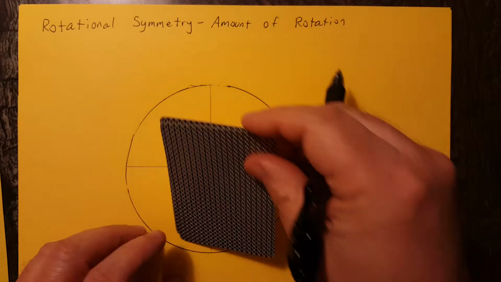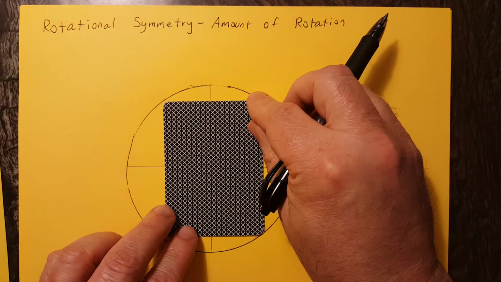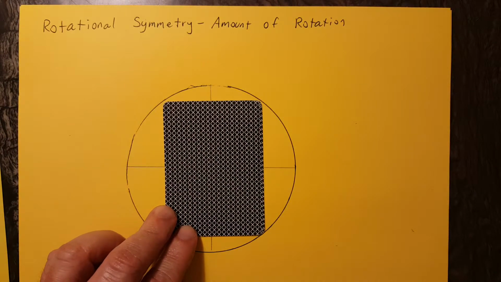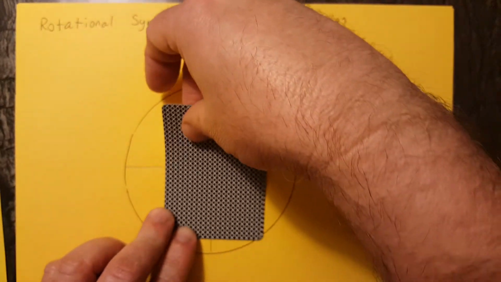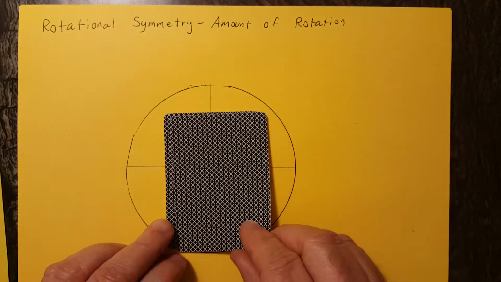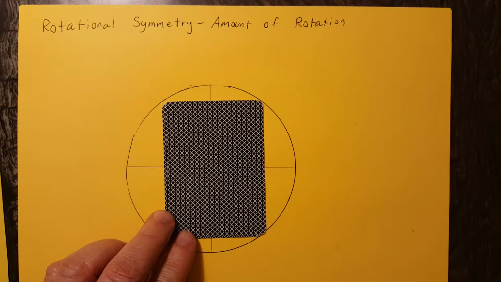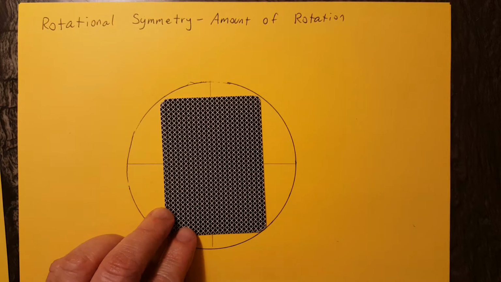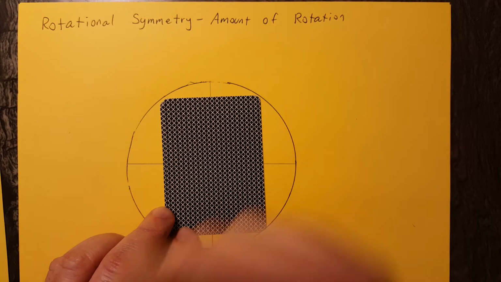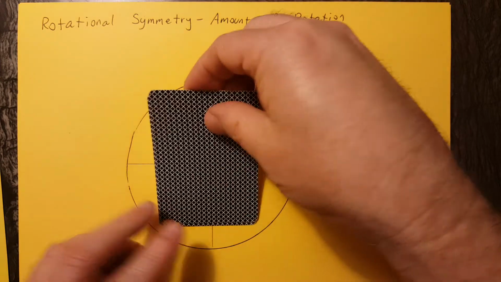All right, let's take a rectangle. Now we know it has rotational symmetry because if we turn it that much, it ends up back in the same place. The question is, how much did we have to turn it? Well, that's not too hard to figure out.